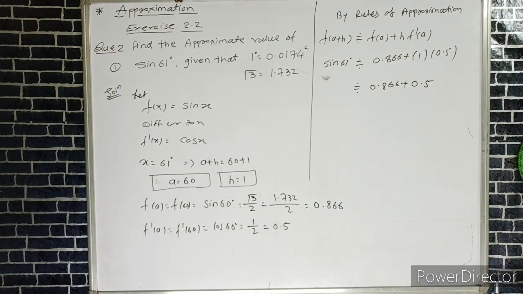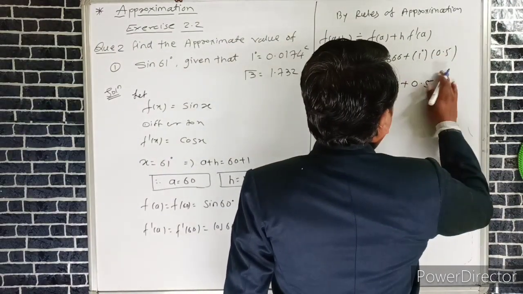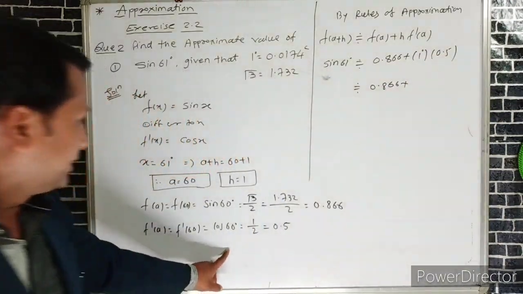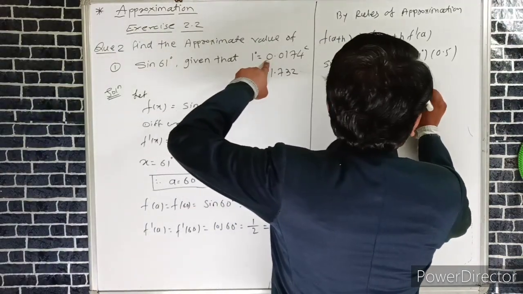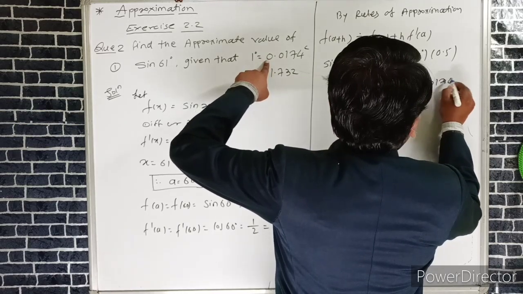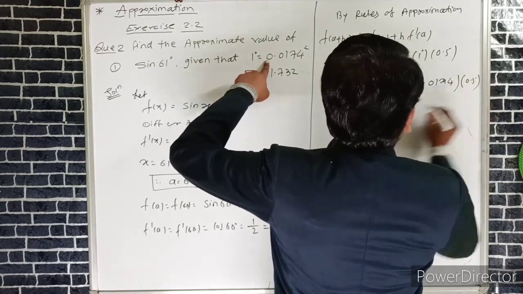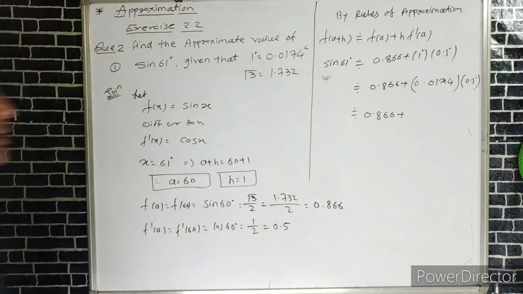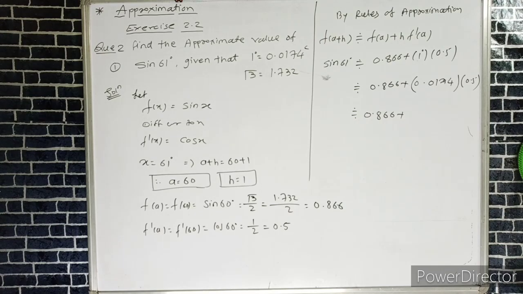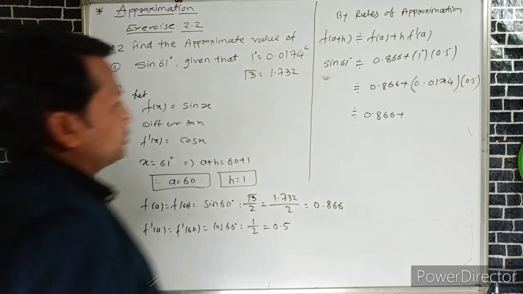Again, we can write the sum of these two terms: 0.866 plus 1 degree into 0.5. The value of 1 degree is also given, which is 0.0174 radian. So approximately 0.866 plus 0.0174 into 0.5, which is equal to 0.00870.